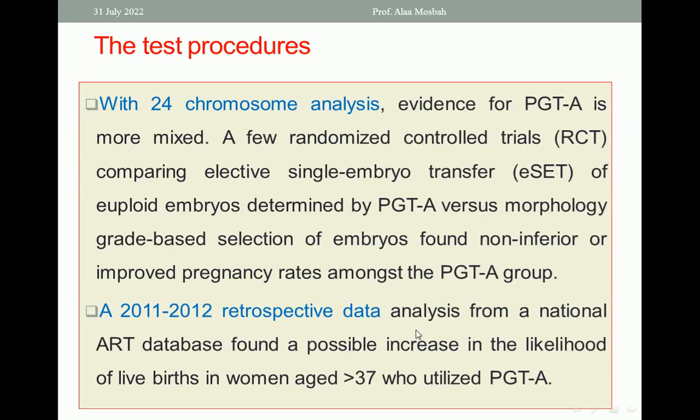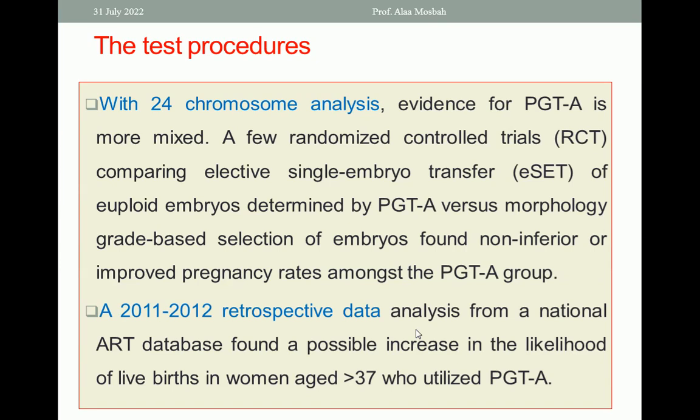With 24 chromosome analysis, evidence for PGT-A is more mixed, and few randomized controlled trials comparing elective single embryo transfer of euploid embryo determined by preimplantation genetic testing A versus morphology grade based selection of embryos found no inferior or improved pregnancy rate amongst the PGT-A group.